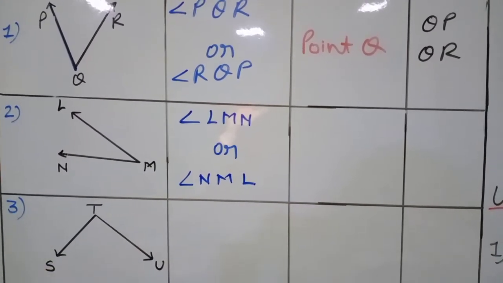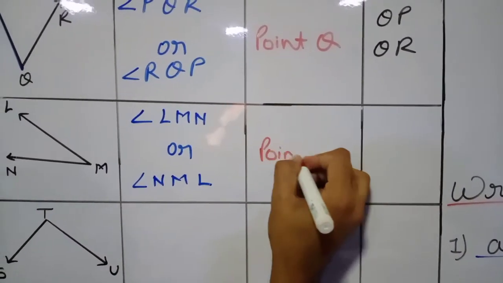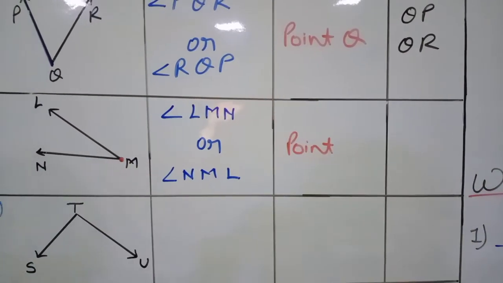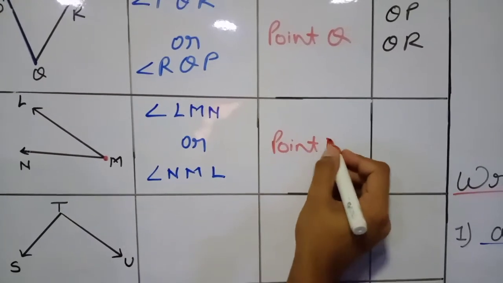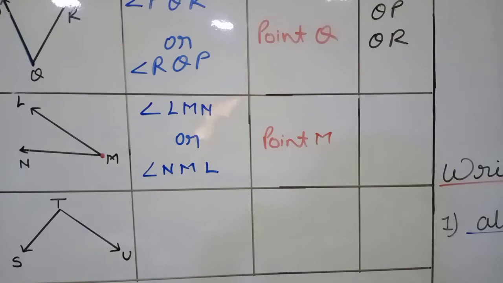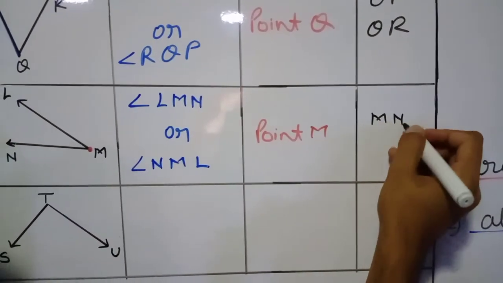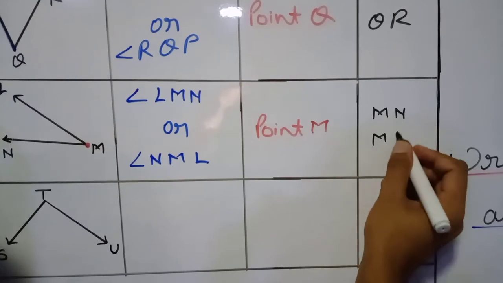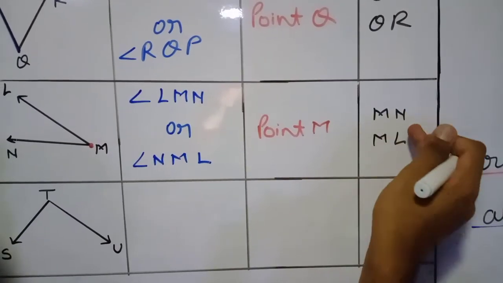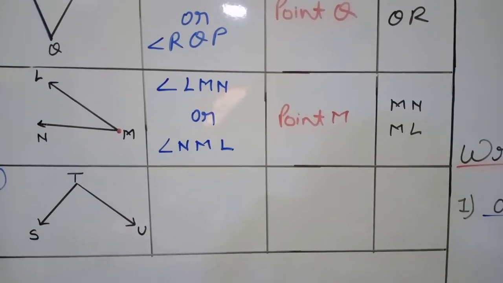The vertex is the common endpoint where the two rays are meeting, that is point M. And the next one is arms of an angle. So we are going to write MN and ML. Whether we write ML first and MN last, both are okay.